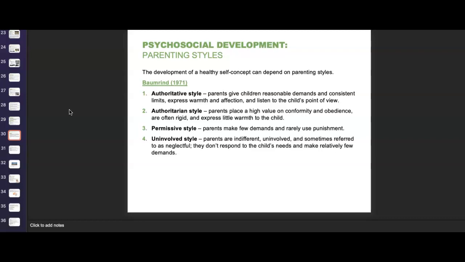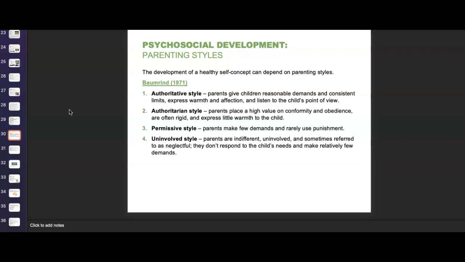You then have permissive style. Parents make few demands and rarely use punishment. And then you have the uninvolved style. Parents are indifferent, uninvolved, and sometimes referred to as neglectful. They don't respond to the child's needs and may make relatively few demands.